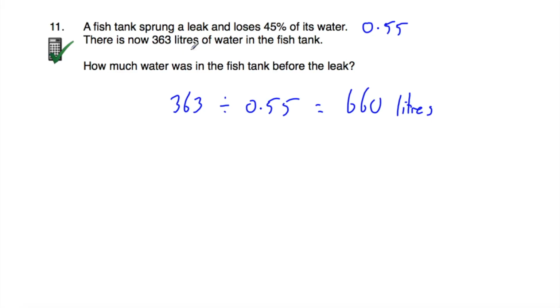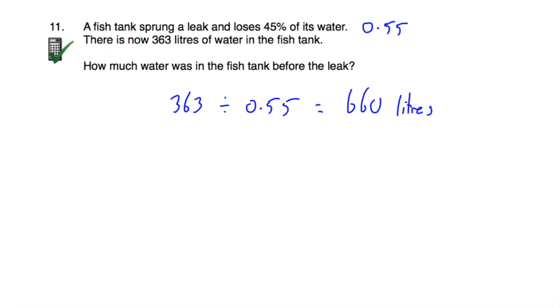And that's it. So if we want to find out how much water was originally in the fish tank, we could divide by the multiplier. So if we reduce by 45%, then the multiplier we would use would be 0.55. If we took the amount of water that was in the fish tank before and we multiply by 0.55, we would get an answer of 363 litres. So if we divide the 363 by 0.55, that'll tell us how much water is in the fish tank to begin with, which is 660 litres.